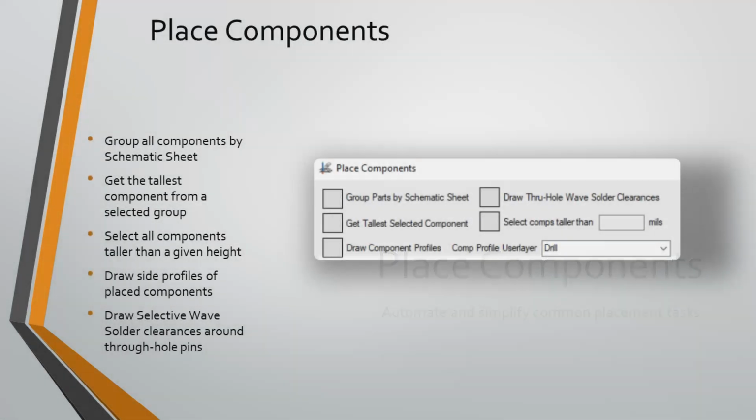Place components. Place components is a collection of useful functions. Group parts by schematic sheet is used at the beginning of the layout process. On the first forward annotation, all design components are in the Component Explorer, but have not been placed on the board. When they are all selected and the distribute function is executed, the parts are all in a big pile on the right side of the board outline.